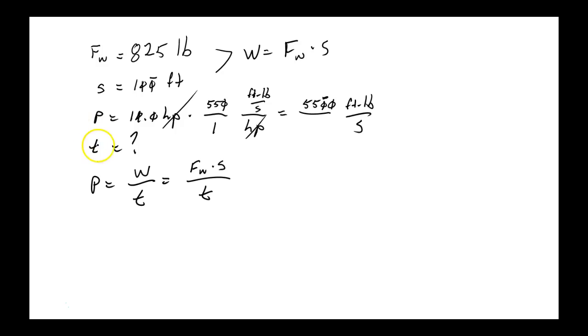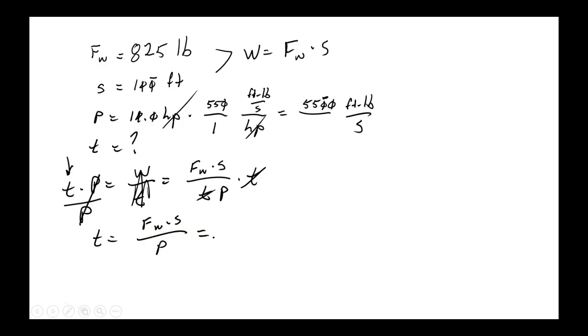Okay. So we're looking for time. That's what we're looking for. So we need to get it out of the denominator and into the numerator. So what would we do? Multiply time on both sides of the equation. The time has disappeared here, but it's over here now. We're trying to get time by itself, trying to isolate the time. Divide by the power. Very good. So what we have now is time is equal to force due to weight times displacement divided by power.